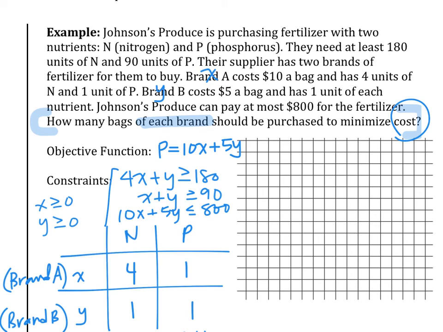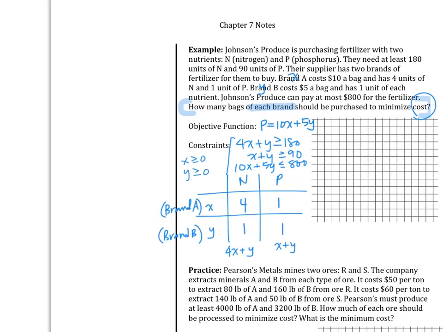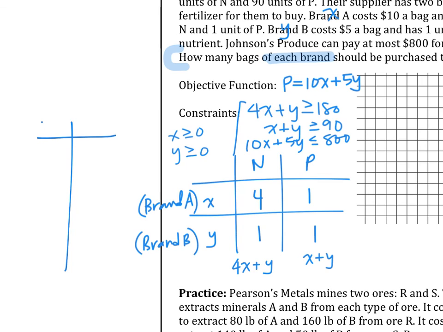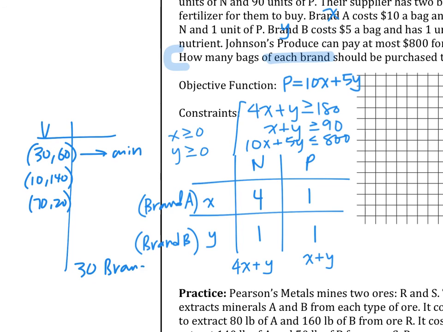Okay, so for the sake of time, I'm going to have you do this in decimals, so it's faster. But on the test, you don't get decimals, so you do have to graph by hand, but I'll have the graph paper laid out for you. So if you haven't gotten the answer to this one yet, there are 3 vertices. They are (30, 60), (10, 140), and (70, 20). The one that's going to minimize cost is (30, 60). So that's 30 brand A, 60 brand B.